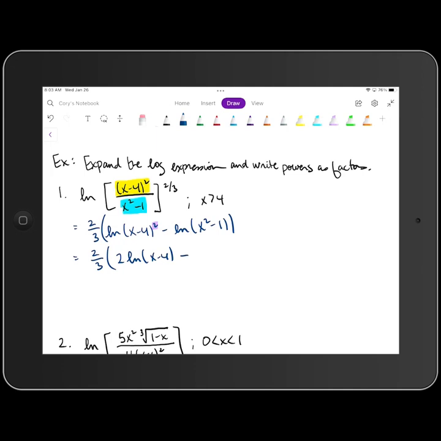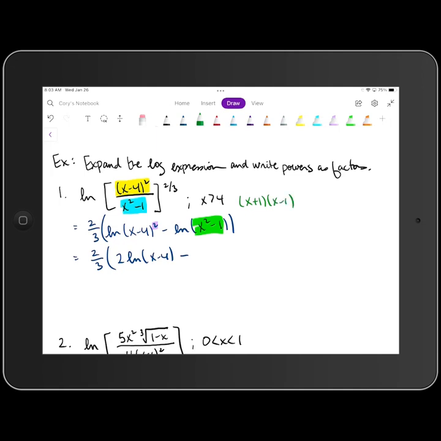Now, when we look at this x squared minus 1, I can factor that expression. That is the difference of two squares. So that is going to factor to x plus 1 times x minus 1.